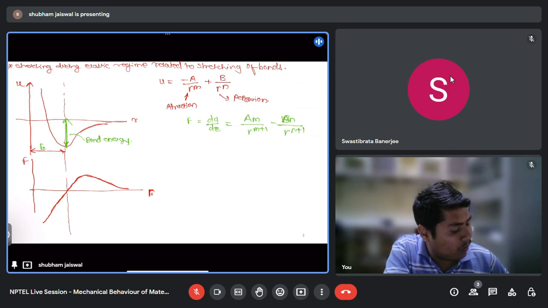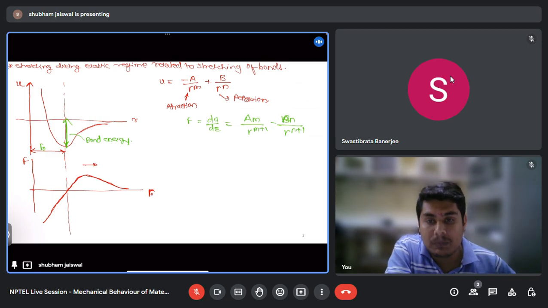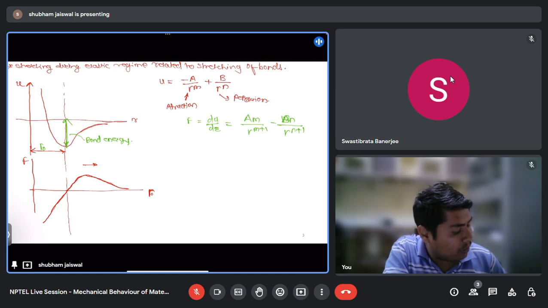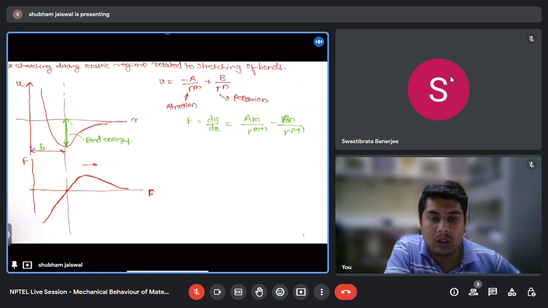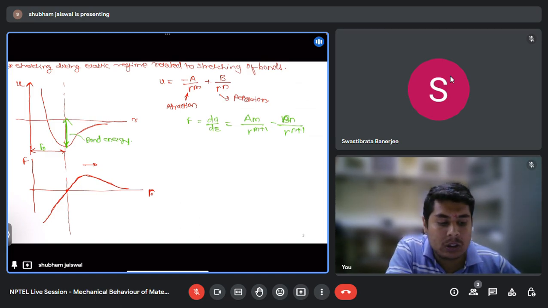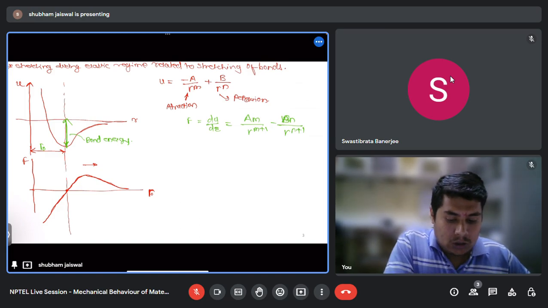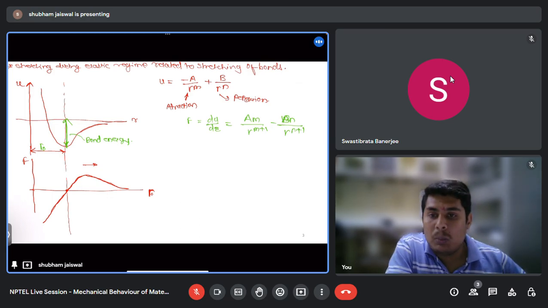If we move away to the right side from the equilibrium distance, the attractive forces will increase, and if we go to the left side of the equilibrium point, we will get a repulsion force, meaning maximum repulsion. This is the optimum distance where the net force is 0. So this is about the potential energy curve.